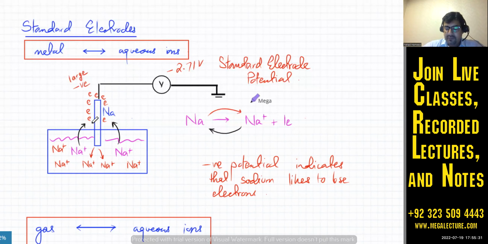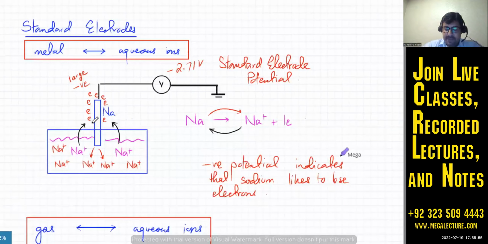But we know sodium likes to lose electrons, so there's going to be a lot of negative charge that builds up before that point comes. And you can measure the potential of that negative charge, which would come out to be minus 2.71 volts. That's given in the data booklet. And the negative potential indicates that the substance really likes to lose electrons. Okay, that's the first thing we did.